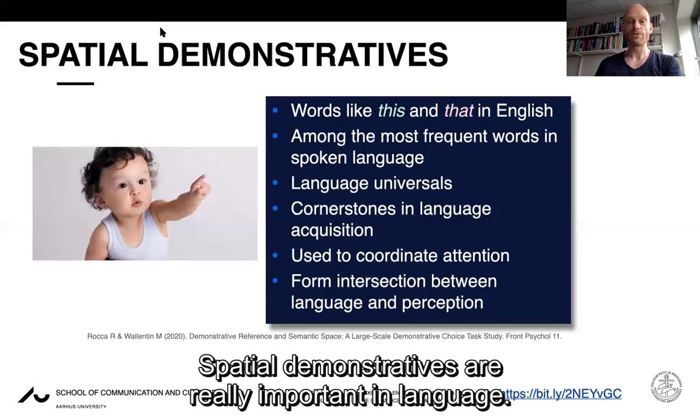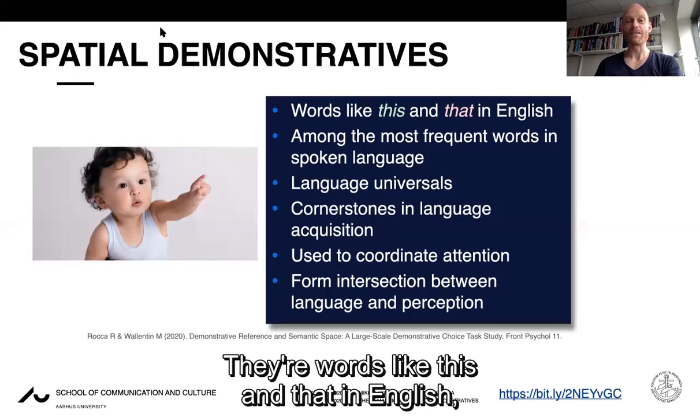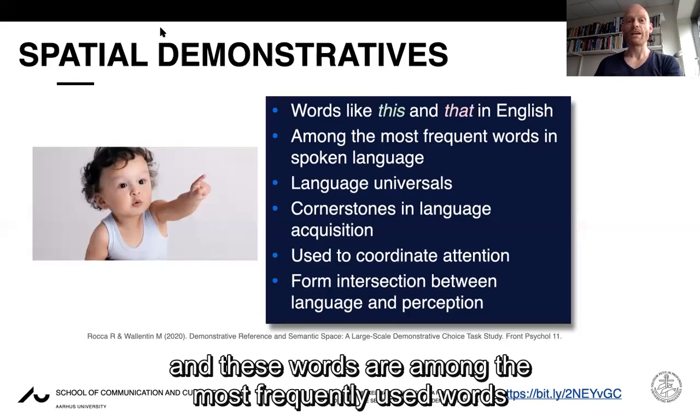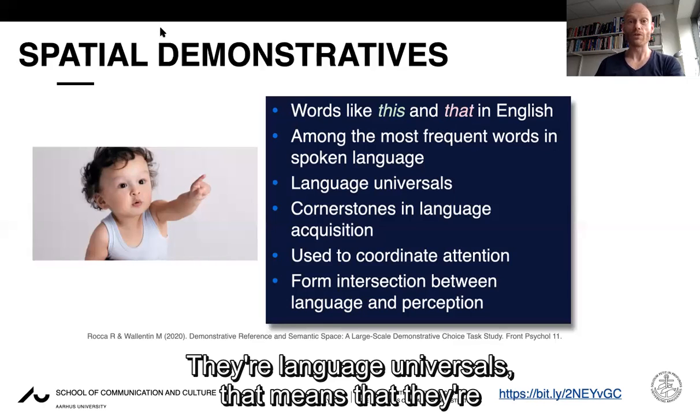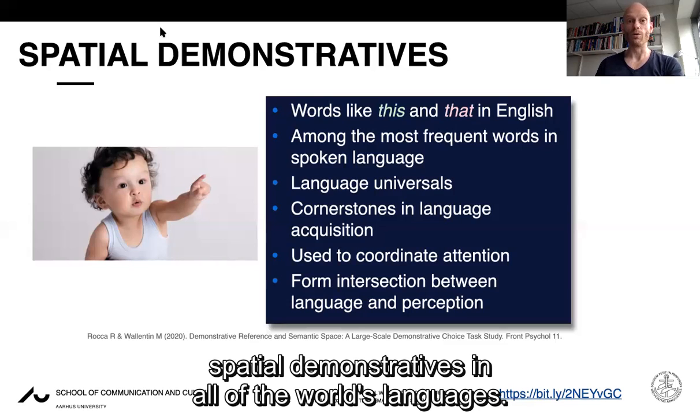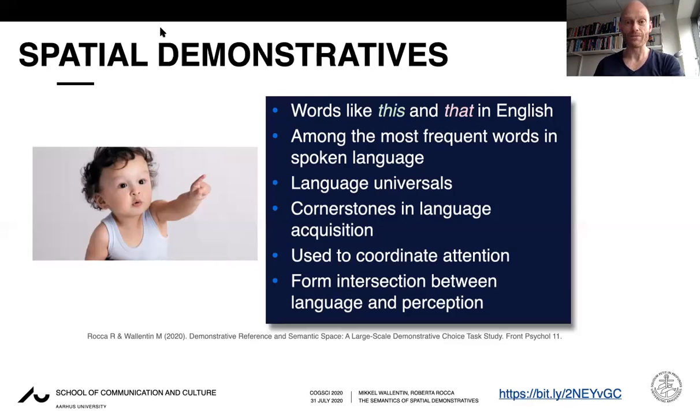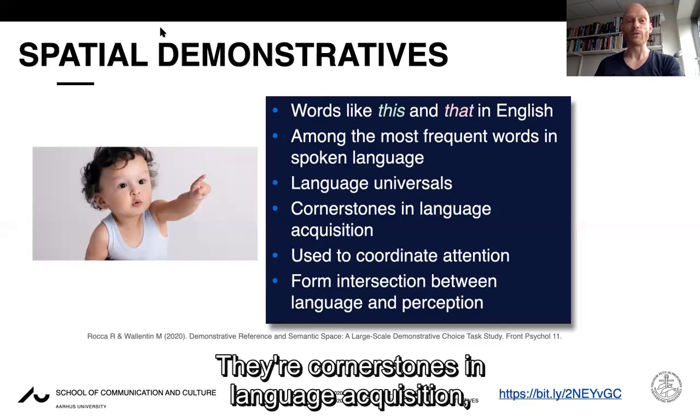Spatial demonstratives are really important in language. There are words like this and that in English, and these words are among the most frequently used words in spoken language. They're language universals. That means that there are spatial demonstratives in all of the world's languages. They're cornerstones in language acquisition.